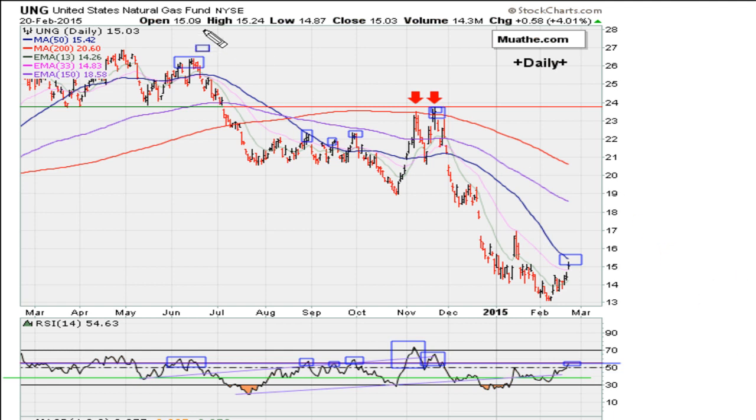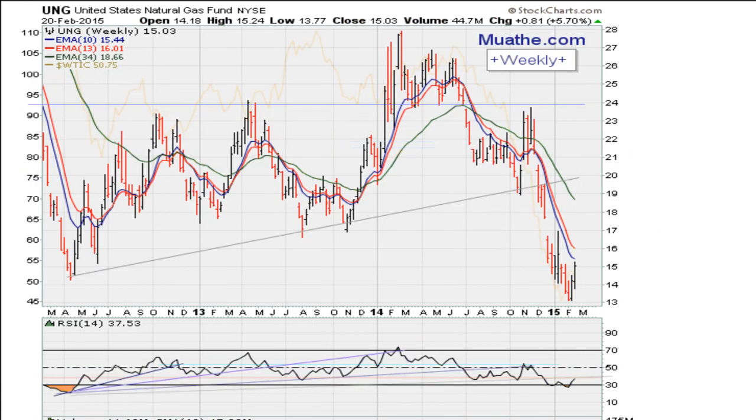Now let's take a look at the weekly. And on the weekly, we have now a different look. We're going to do the same thing, draw a simple straight line here. The break of that line was what gave us this move that led to this drop. So all we have to do is extend the same line for future reference.